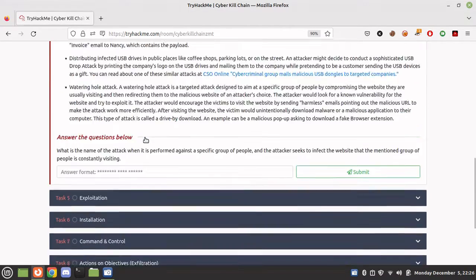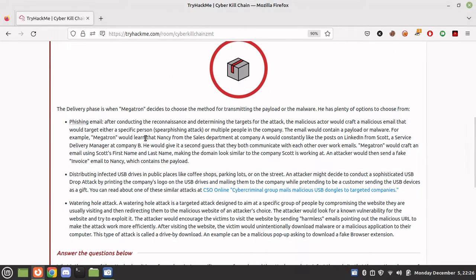So then we have the delivery phase. The delivery phase is when Megatron decides to choose the method for transmitting the payload. Now, this is where you choose how you will do it: by USB, by a phishing email, by a watering hole attack. Watering hole attack is pretty fancy, basically. A watering hole attack is a targeted attack designed to aim at a specific group of people by compromising the website they're usually visiting, and then redirecting them to a malicious website of the attacker's choice.